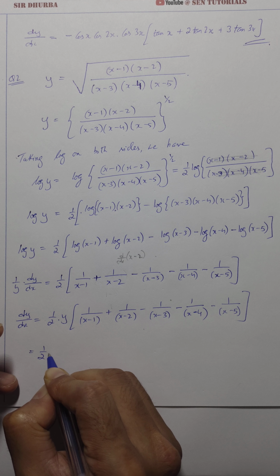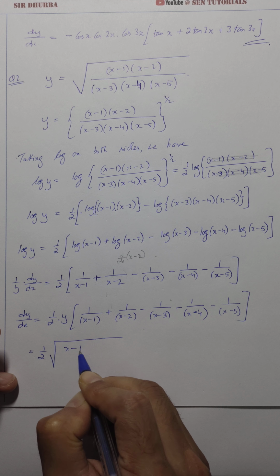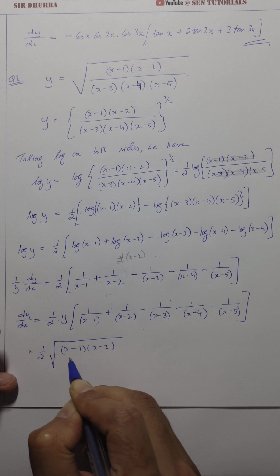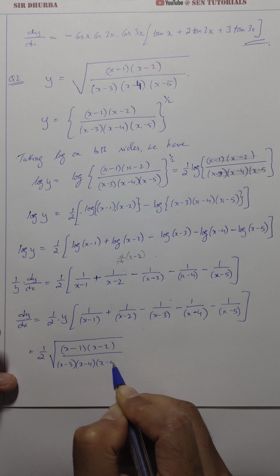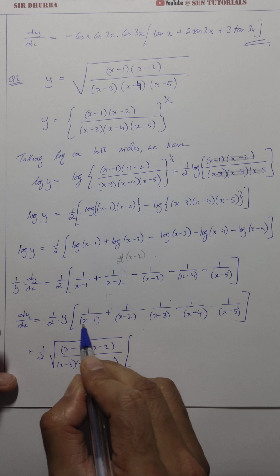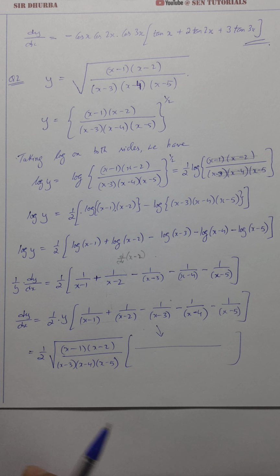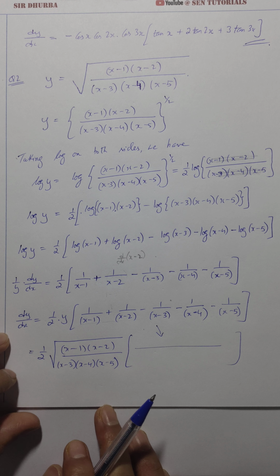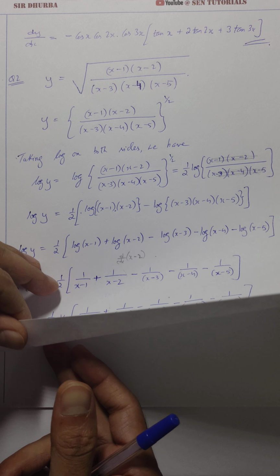So 1 by 2, the y value we can use from the function, that is root of x minus 1, x minus 2, x minus 3, x minus 4, x minus 5, into this value again, which I'm not going to be writing, the same term. Alright. Okay, so it's as simple as that. Done. You can pause the video and note it down. I'll move on to the next question, number 3.